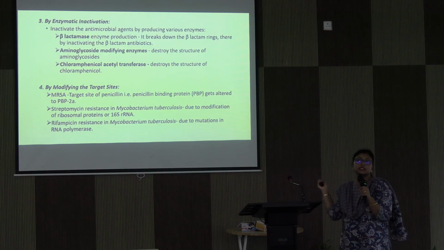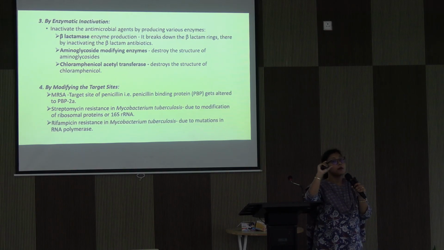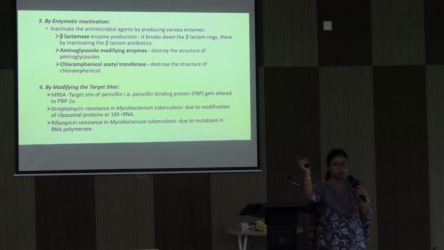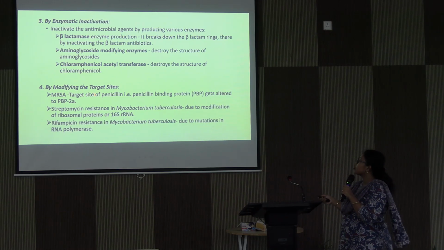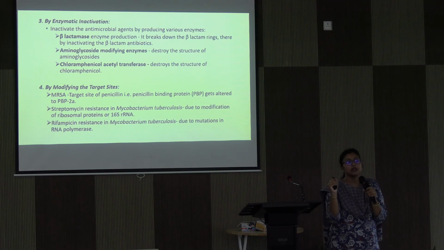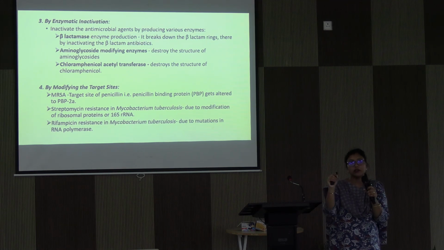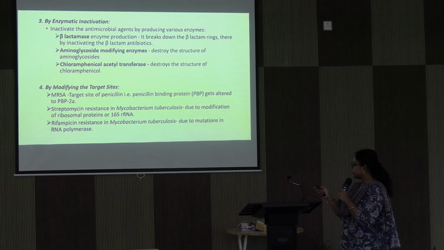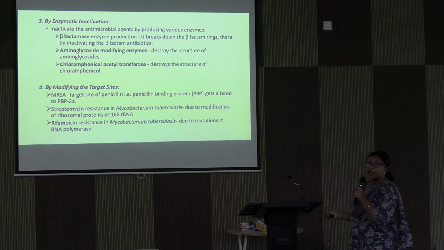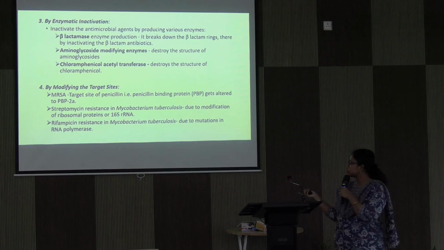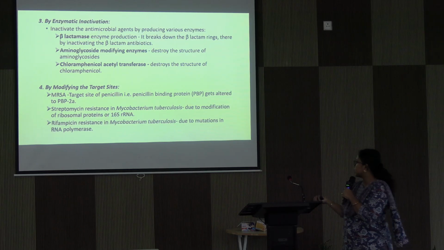But what is happening here? In MRSA, methicillin resistant Staphylococcus aureus, this PBP is getting transformed to PBP2A. That is, there is modification of the target site. So the antibiotic does not recognize the PBP2A and does not get attached, does not work. Also rifampicin resistance in MTB, very common nowadays, RIF resistance. That is also because of modified target sites.